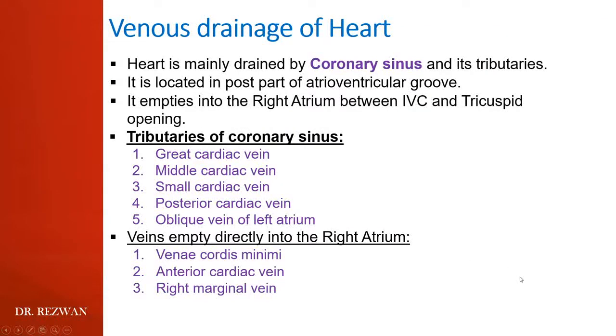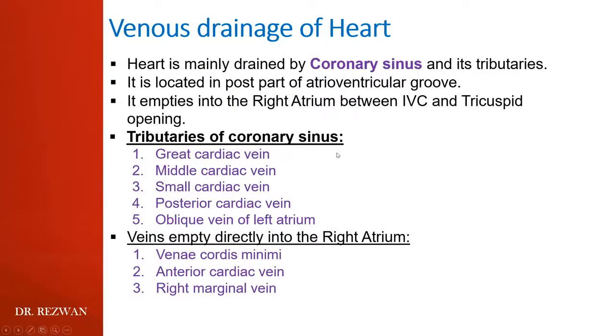Now let's talk about the venous drainage of the heart. The heart is mainly drained by the coronary sinus and its tributaries. The coronary sinus is located in the posterior part of the atrioventricular groove. It empties into the right atrium between the inferior vena cava and the tricuspid valve.